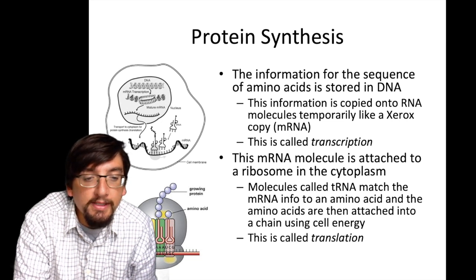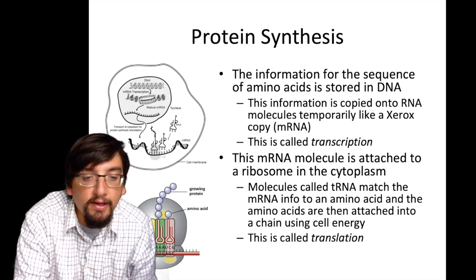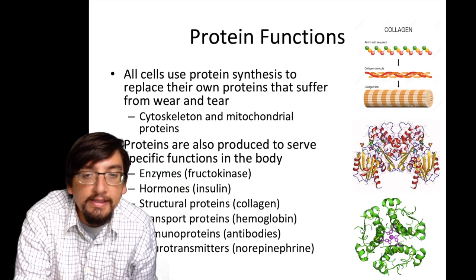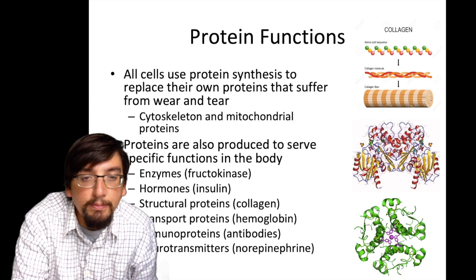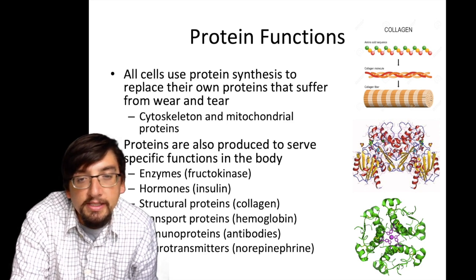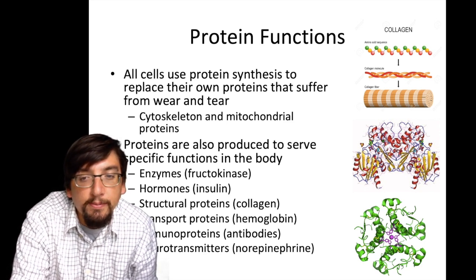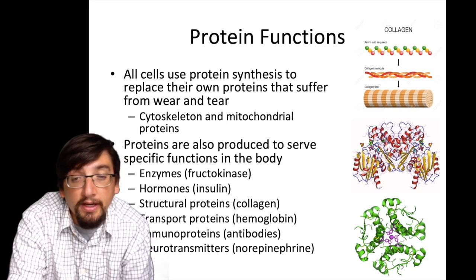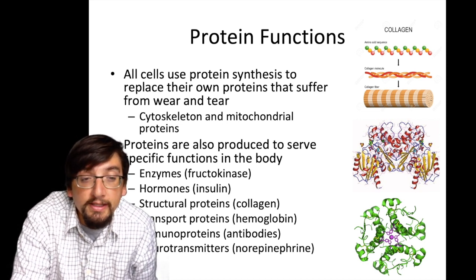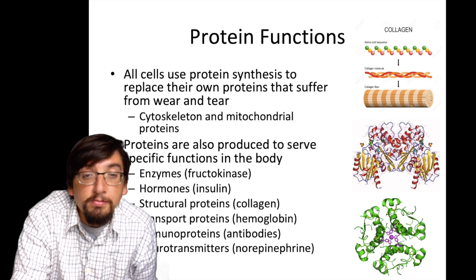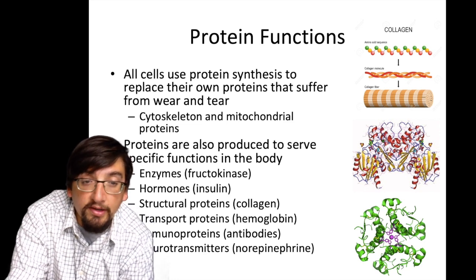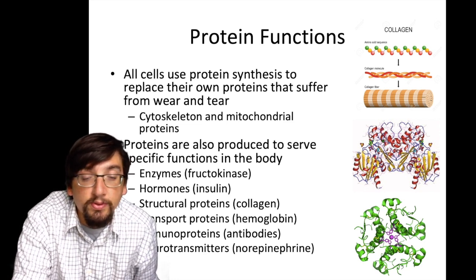So we have this process for making protein. You might be wondering, why do we do that? Well, the thing is that our cells have to constantly rebuild their own proteins because they suffer from wear and tear. So, for example, the cytoskeleton and mitochondria are two different things that have a lot of protein. Those proteins wear down, they have to be rebuilt. So that's one example of why cells do protein synthesis.